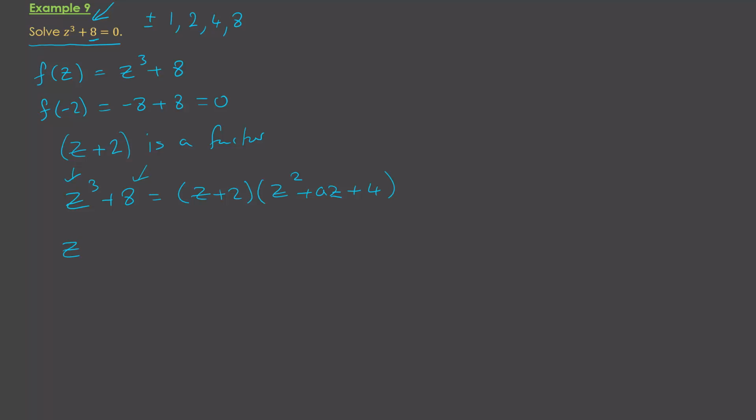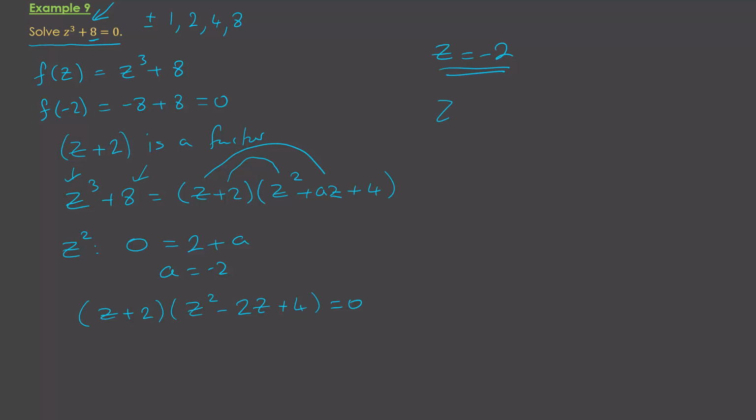If we look for coefficients of z squared, on the left-hand side there are no z squared, so the coefficient is 0. What gives us a z squared over here? We're going to get 2 from there, and we're going to get a from there, which tells me that a is negative 2. So I have z plus 2, z squared minus 2z plus 4 is equal to 0. Clearly, z equals negative 2 is one of the solutions.